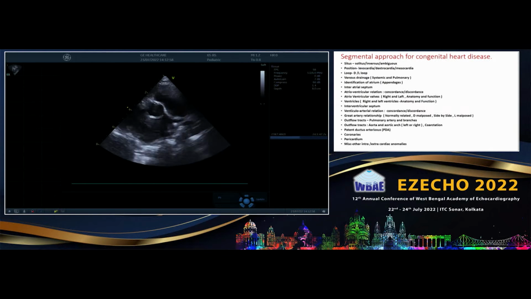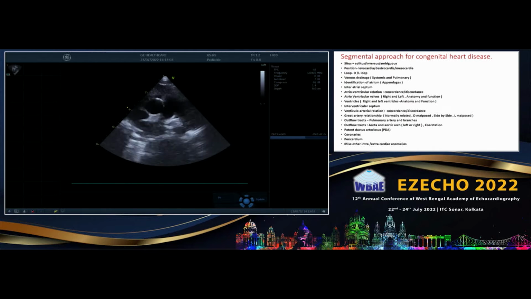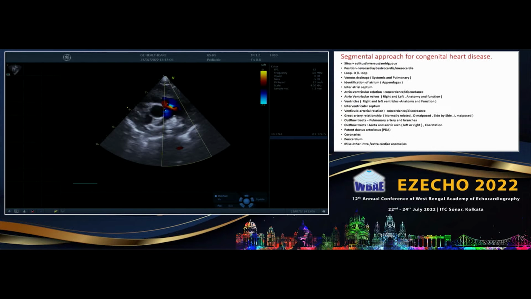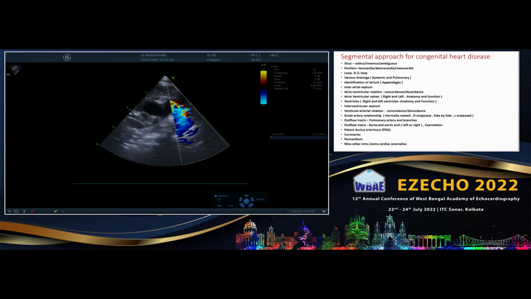Now for this patient, we will shift one space above and we will get to see the PDA view. So this patient has basically a PDA, so we have utilized the PDA to show the segmental anatomy. Here there is a PDA, so it's a good opportunity to demonstrate.